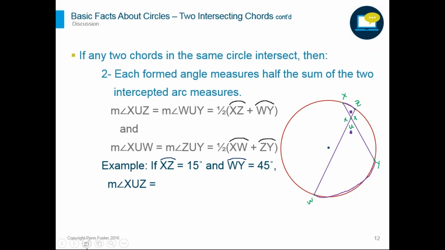Same thing with the other pair. So this pair here, I'm looking at this arc and this arc. Add the two arc measures, take the half, that will give you the angle measure, this one and this one. Let's do an example.